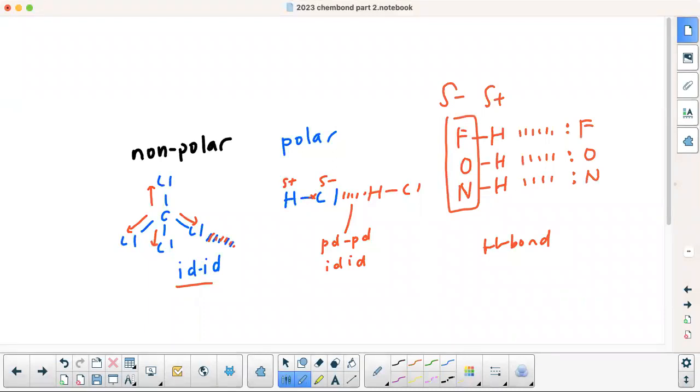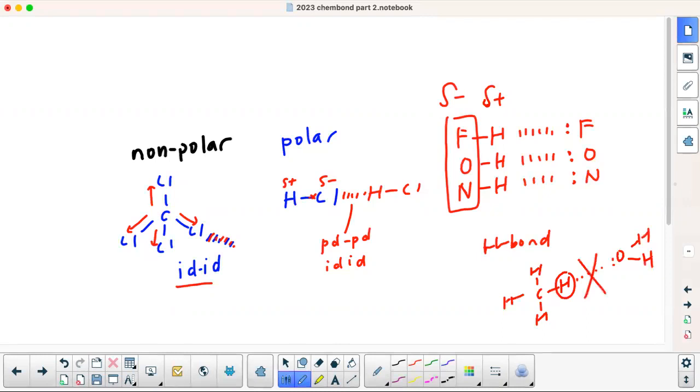I think the problem is some students don't see it that way. How do you know whether a compound has hydrogen bond? First thing you look at is whether the H is attached to FON. That's the first criteria. Make sure, because unless it's attached to FON, the H cannot be very delta plus. If any question shows this and asks, is this a hydrogen bond? No, because this H must be attached to FON. So definitely this is not hydrogen bond.